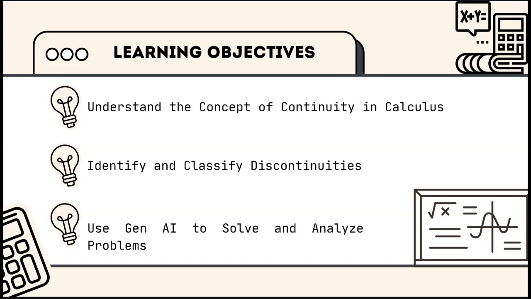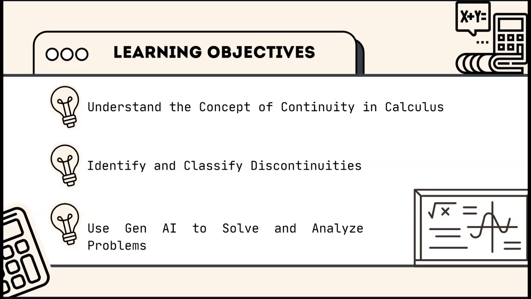Okay, so for the first slide, learning objectives. What are the main learning objectives of this activity? Well, the first one: understand the concept of continuity in calculus. This defines continuity at a point and on an interval. The second one: identify and classify discontinuities. These distinguish between different types of discontinuities.